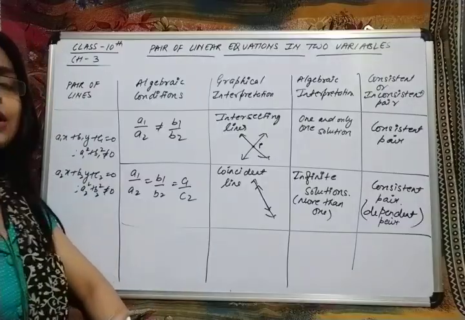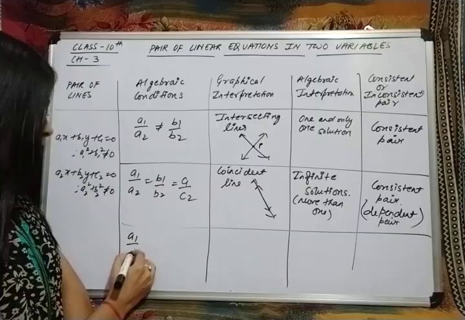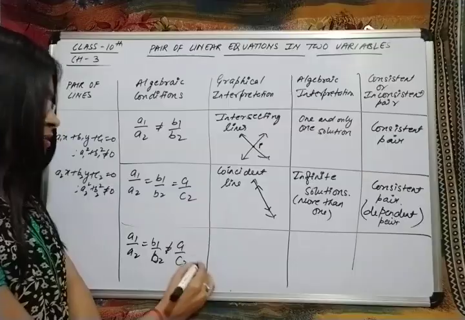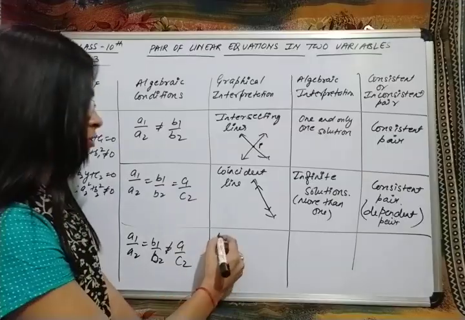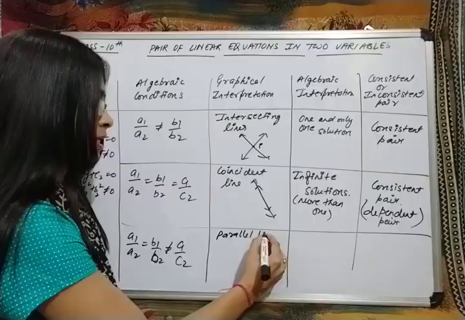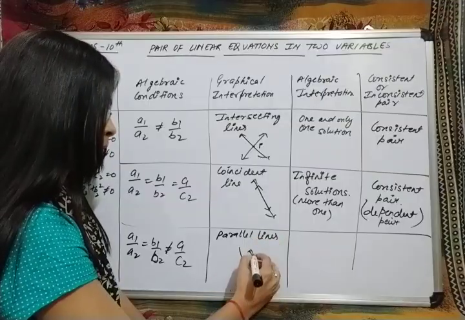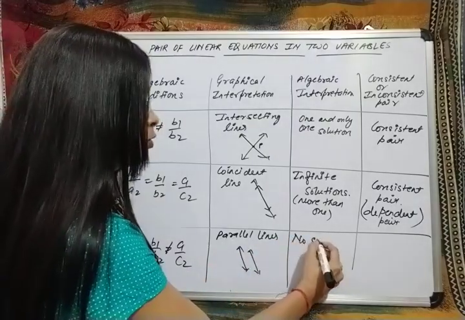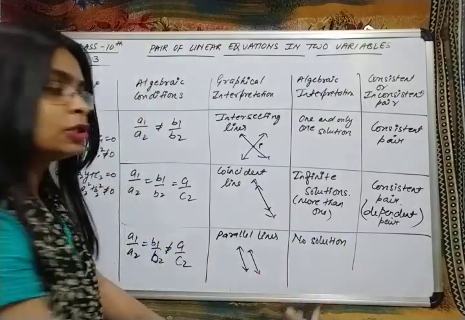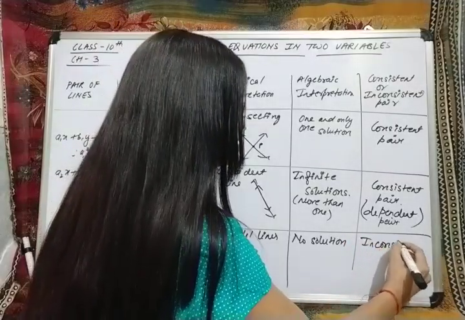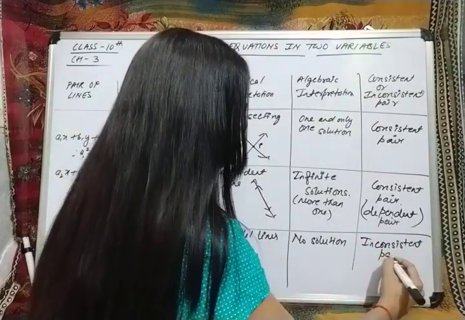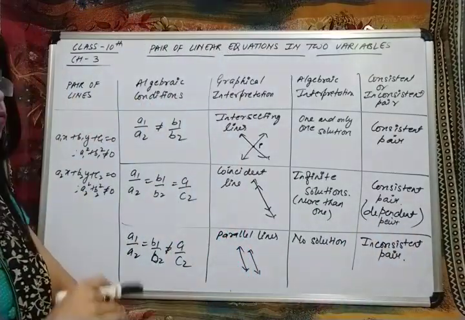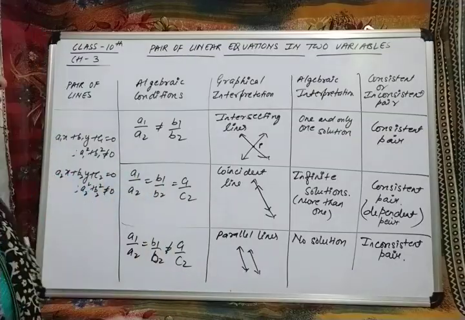Now the third condition. What is the third condition? Third condition was a1 upon a2 is equal to b1 upon b2, but not equal to c1 upon c2. In this condition, we were getting the parallel lines, like this. These are the parallel lines for this. And in this, we are getting no solution. And if no solution, then it will be an inconsistent pair. Inconsistent pair.